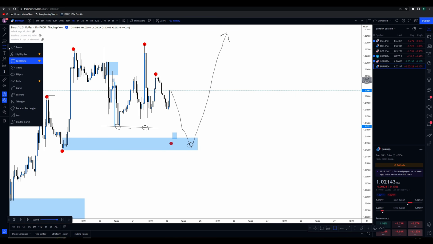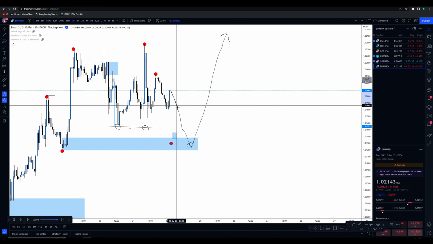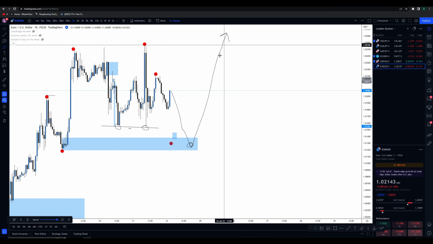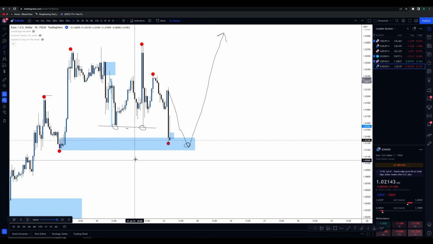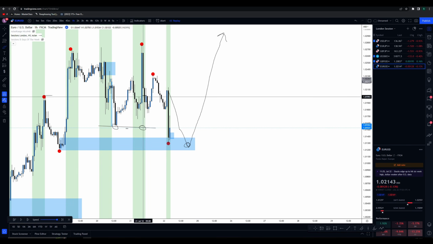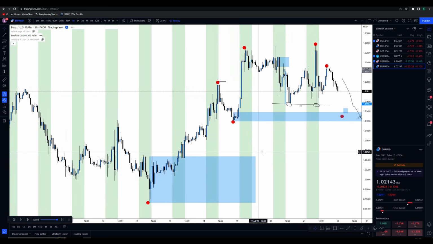So I knew that there's liquidity, and because of that liquidity, London will most likely start off with a move down and then continue with a move up. And that's exactly what happens. London session opens. So let's actually go back in time. Let's go right over here.